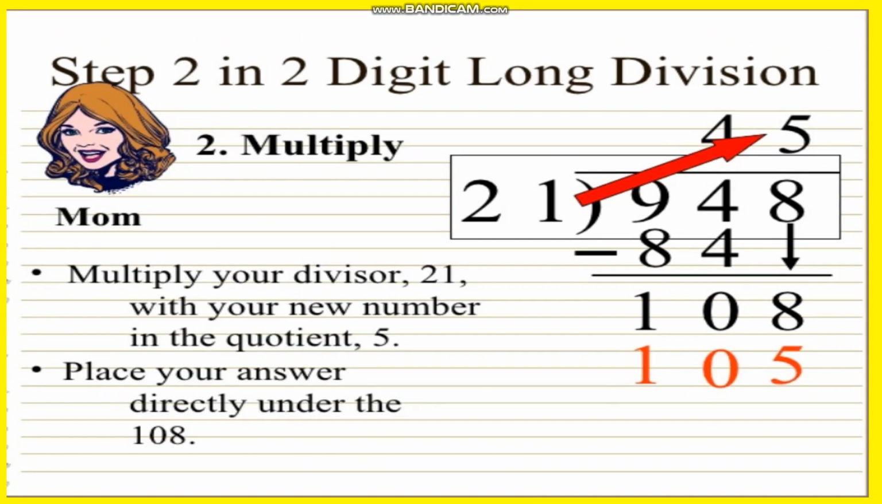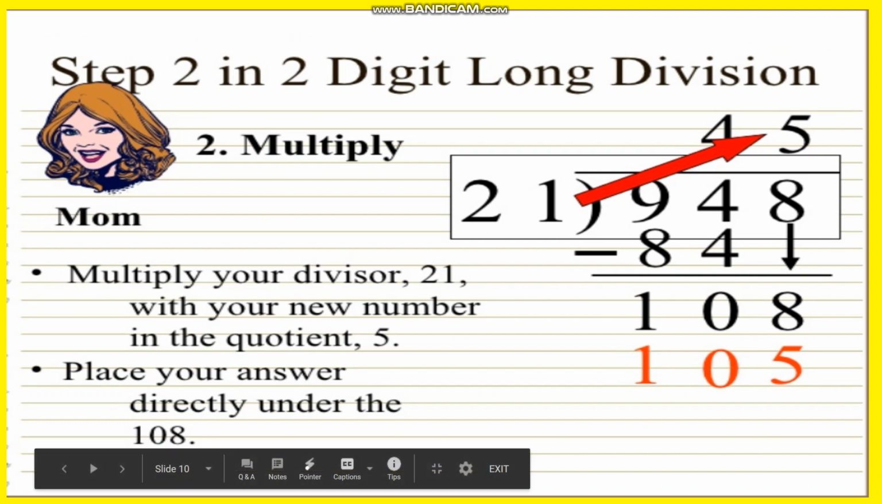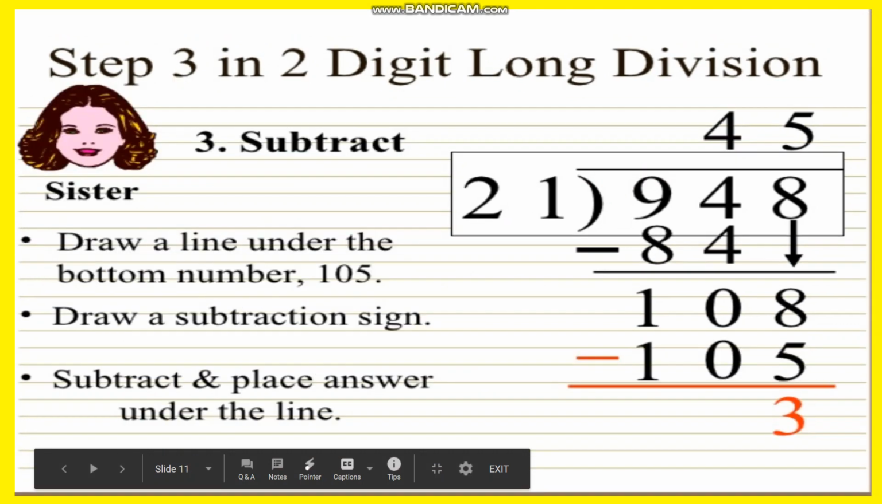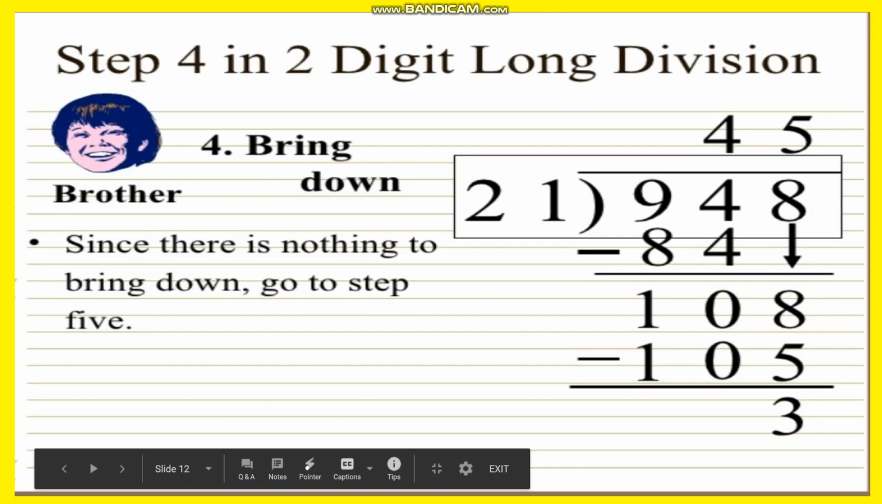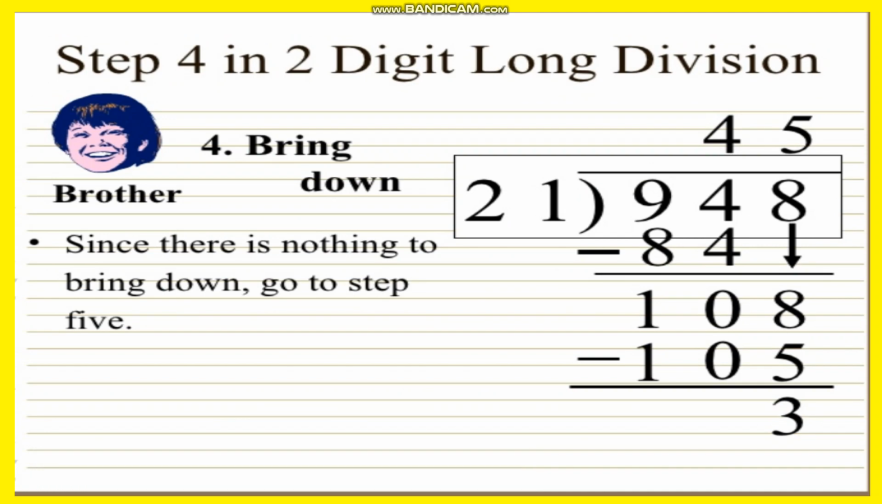Now next step is multiply. 21 into 5, we are getting 105. We place it directly under 108. And then third step, we will subtract and we are left with the remainder 3. Now here we have to decide whether we have to bring down. So there is nothing to bring down, there is nothing ahead of it, so we have nothing to bring down.